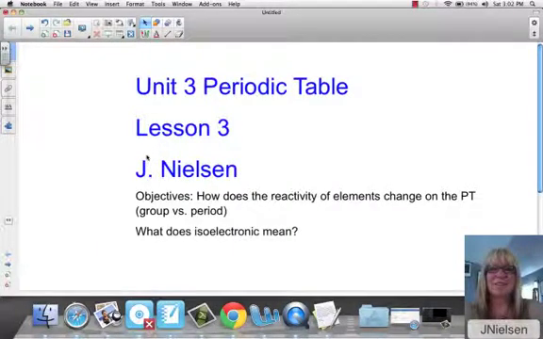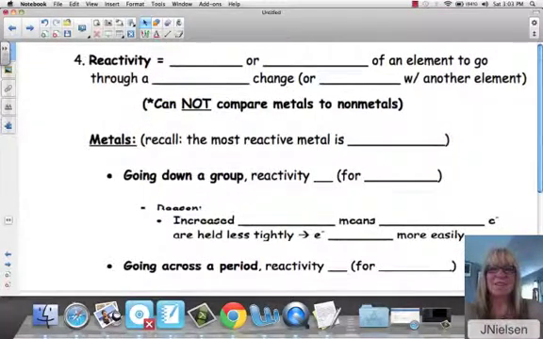Okay, this is the periodic table, lesson 3, and this is the last lesson in the periodic table. It's a relatively short unit. So we're going to finish up today with discussing how reactivity of elements change on the periodic table, group versus period, and what does isoelectronic mean. So we're going to discuss reactivity, which is the ability or tendency of an element to go through chemical change.